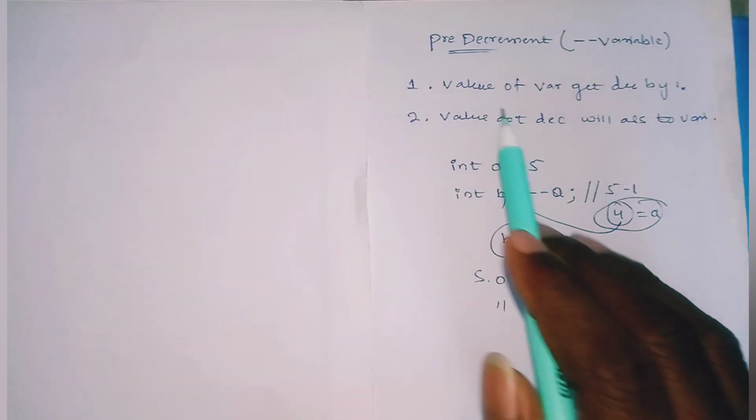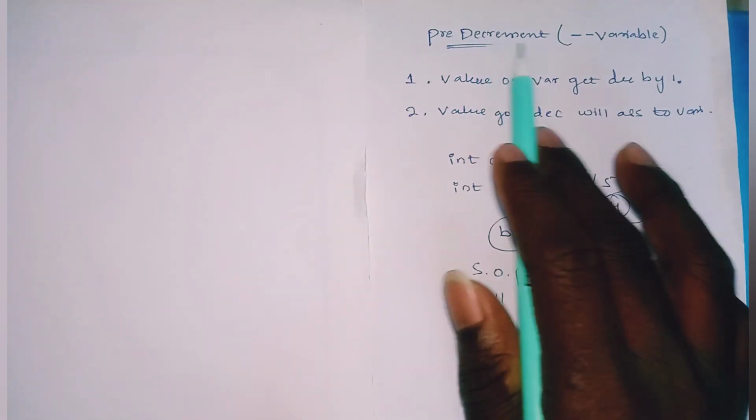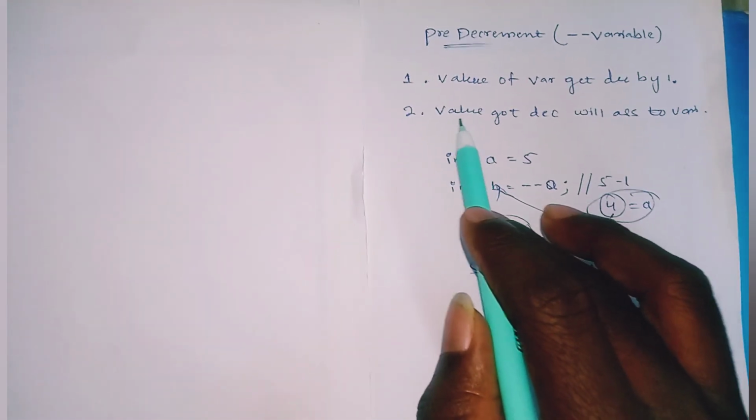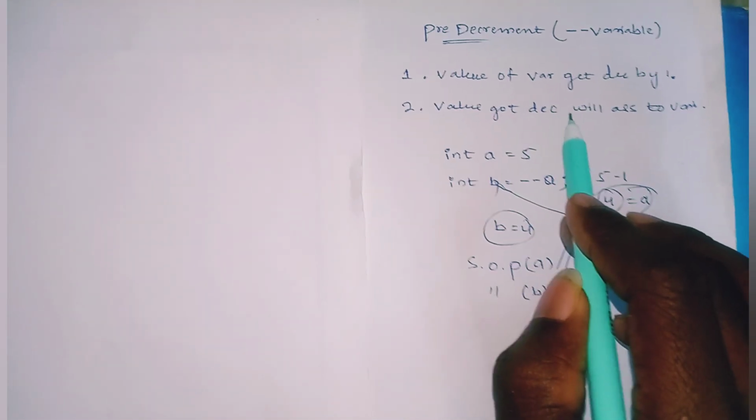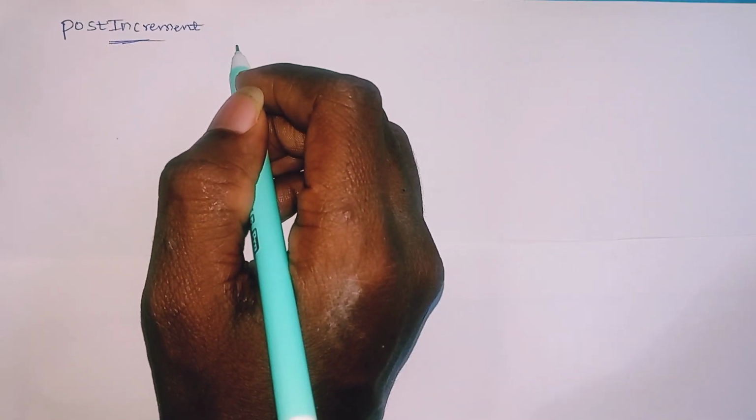So this is how the pre-decrement operator normally works. The first step is the value of a variable gets decremented by 1, in the pre-decrement operator, and the next step is the value that got decremented by 1 will be assigned to a variable. And now we will see what the post-increment operator is. The post-increment operator is completely opposite to the pre-increment operator.